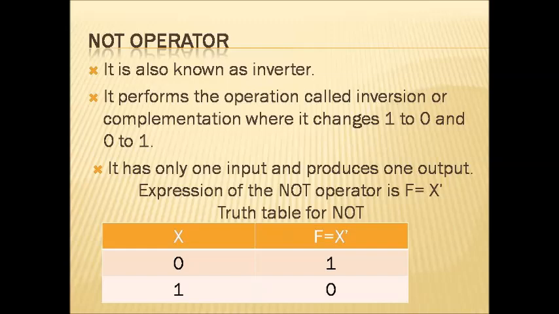And here you can see the truth table for the NOT operator, where x has values 0 and 1. When x is 0, its complement is 1, and when x is 1, its complement is 0. Complement means negation or inversion.